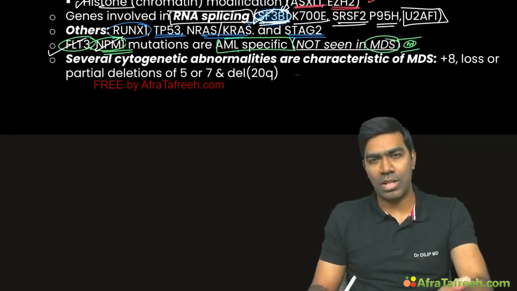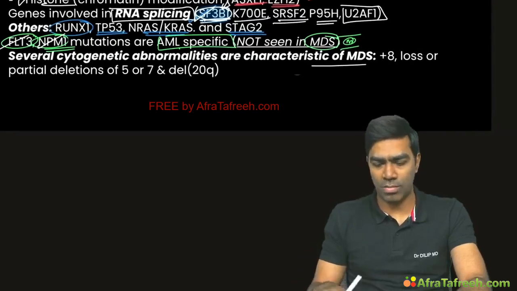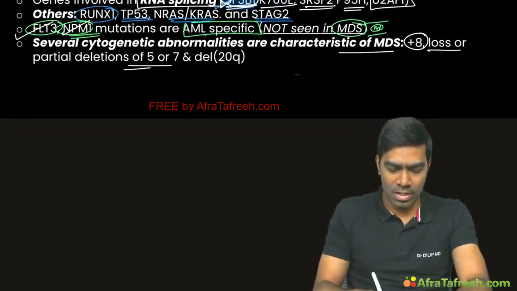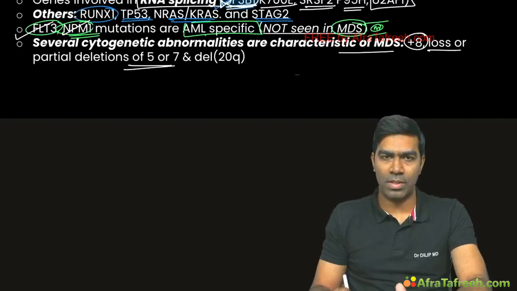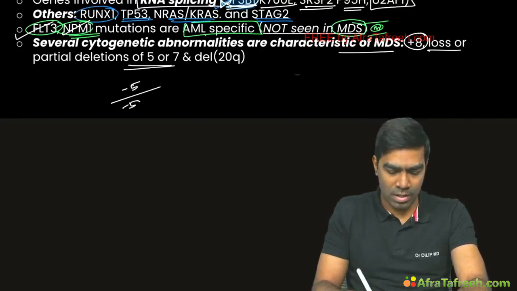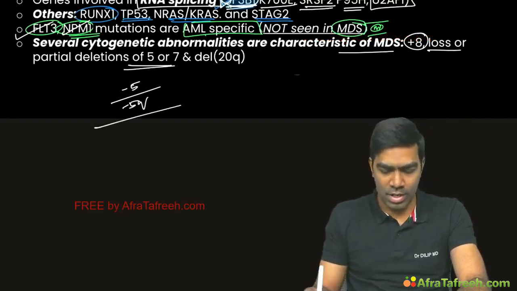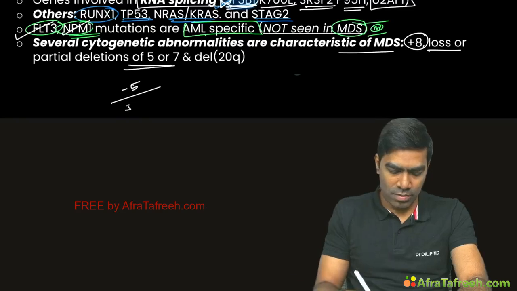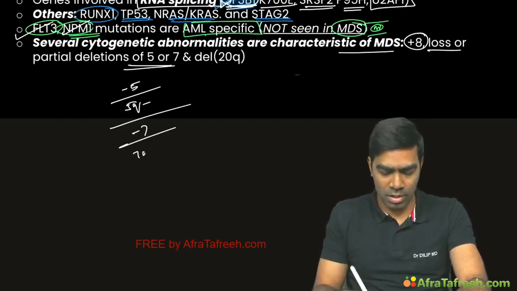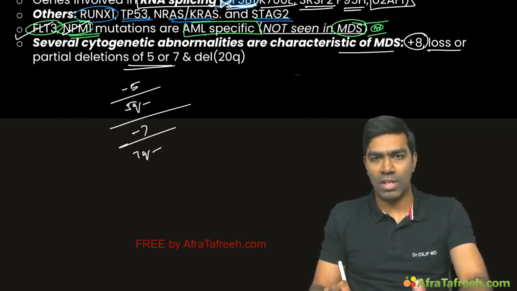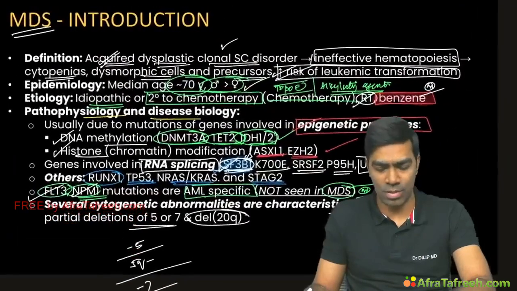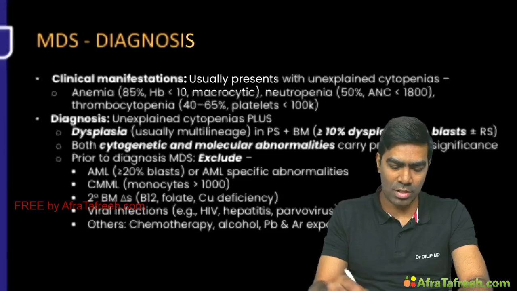And there are some cytogenetic abnormalities that are characteristic of myelodysplastic syndrome, like trisomy 8. Plus 8 means trisomy 8. Loss or partial deletions of chromosome 5 and 7. It can be complete loss of chromosome 5. It can be partial loss of chromosome 5, like 5q deletion, or it can be complete loss of chromosome 7, or it can be partial loss of chromosome 7 in the form of 7q deletion, and deletion 20q. So 20q deletion. These are some signature cytogenetic abnormalities that you encounter in the setting of myelodysplastic syndrome.